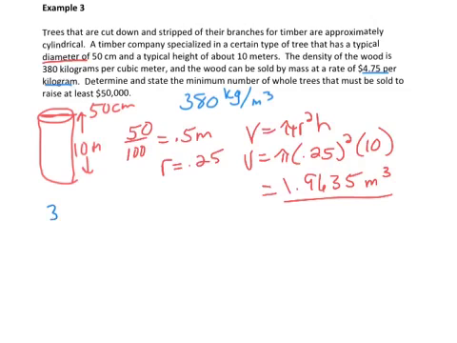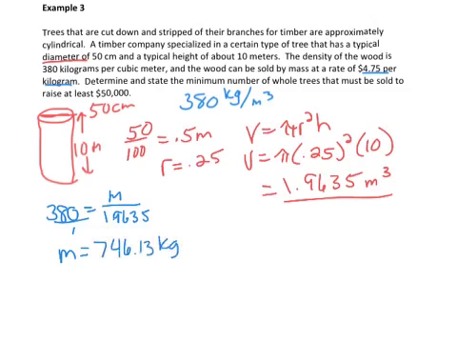So the density is 380. That's equal to mass over volume, which is 1.9635. Cross multiply, and you get a mass value of one tree to be 746.13 kilograms. So we're going to take this out a couple of decimal places just to make sure we don't have a rounding issue at the end.